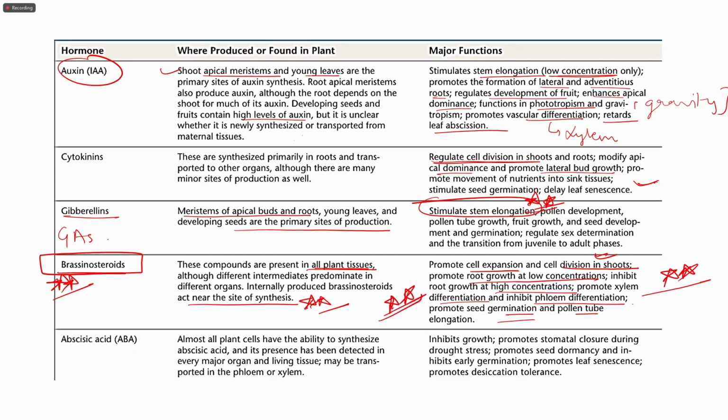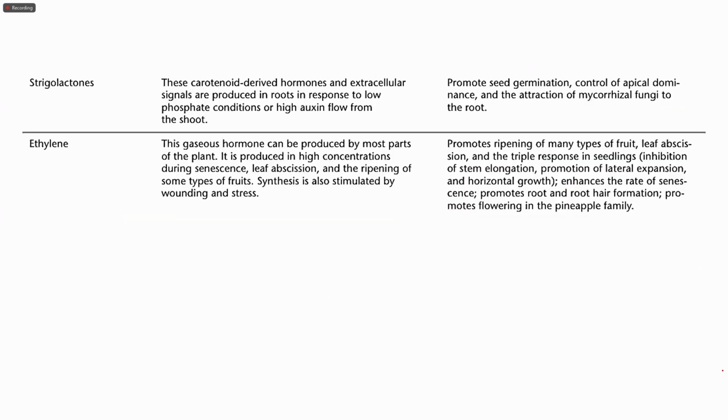Next is abscisic acid. We know that they are the stress hormones usually present in the old senescent tissues, and it inhibits their growth, promotes stomatal closing during the drought stress. It inhibits the growth, promotes seed dormancy, etc. Next is strigolactones. So strigolactones are the recently discovered plant growth regulators. These carotenoid-derived hormones and extracellular signals are produced in roots in response to low phosphate conditions or high auxin flow. So it promotes seed germination, control of apical dominance, and the attraction of mycorrhizal fungi to the root. So therefore, this is important.